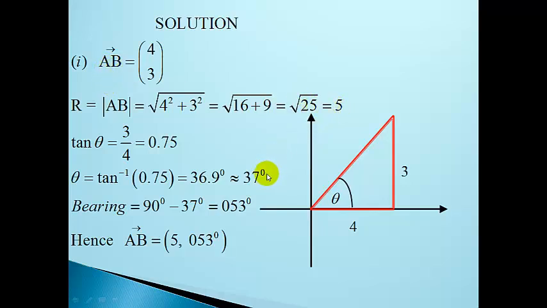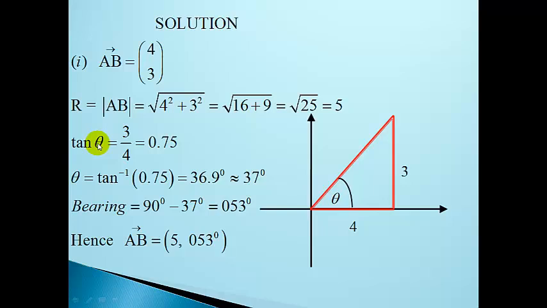Now let's calculate the bearing. Before we can calculate the bearing, we first have to calculate the angle theta, that is the angle with respect to the x-axis. Now, when we consider this right angle triangle, theta is an acute angle. Theta is opposite to the side 3 and adjacent to the side 4. So we know the opposite and the adjacent, so we use the ratio tan theta. Tan theta is equal to 3 over 4, and 3 divided by 4 is equal to 0.75.